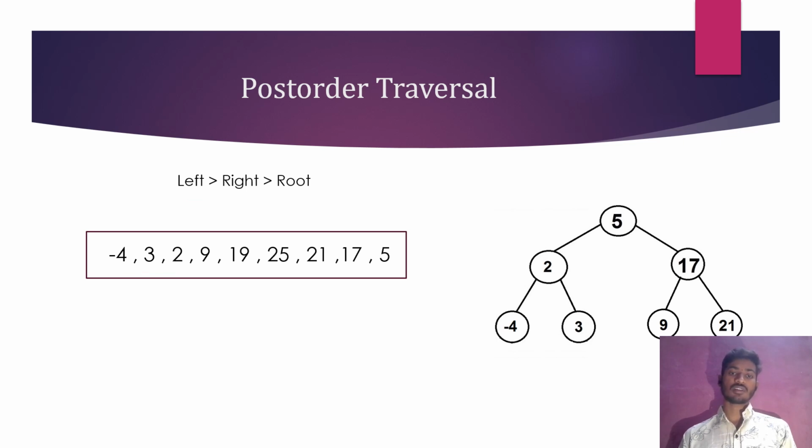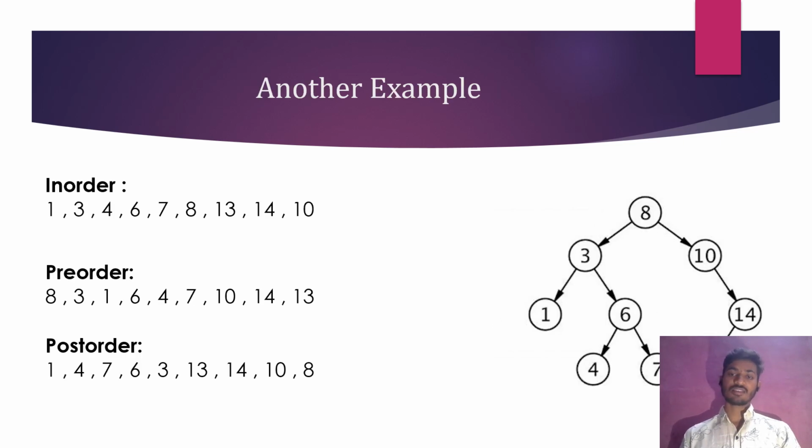Now let us see another example. For this example, we will consider the following tree. So here, in in-order fashion, left, root and right. If we follow this principle and apply this to the given example, we will get the following as the in-order traversal. And for pre-order, we will follow root, left and right.